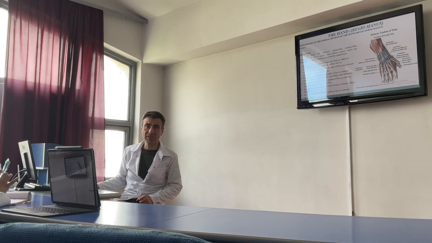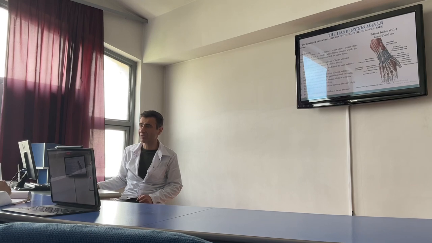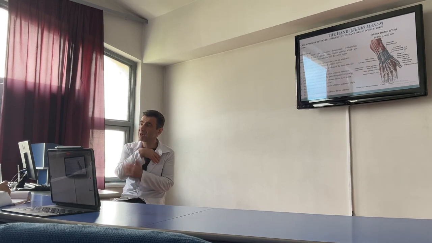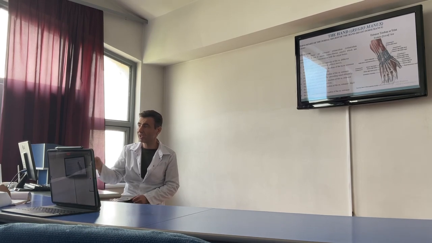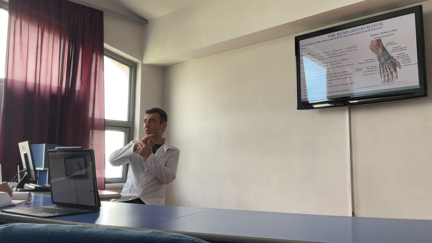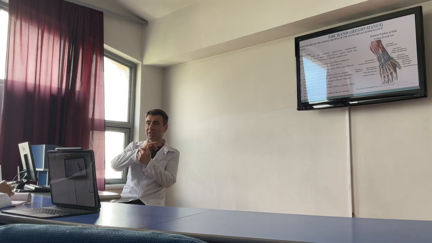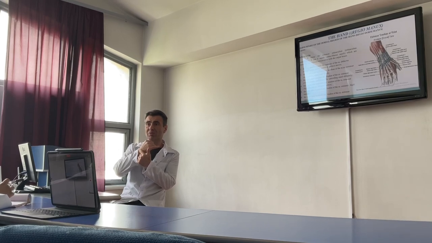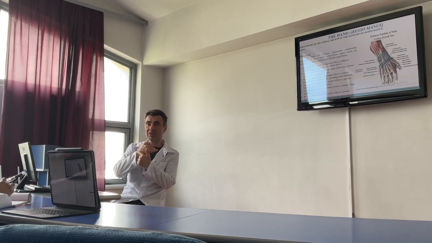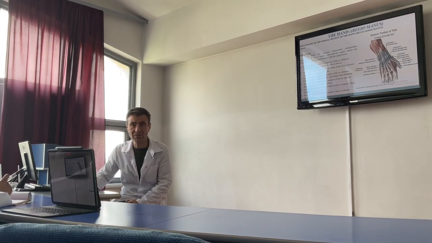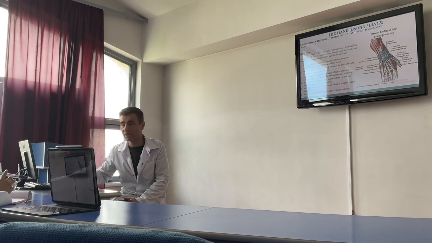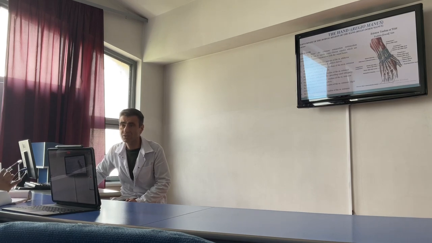So remember, please, inside of these six canals, we have the tendons of the muscles of the posterior forearm region. Again: abductor pollicis longus, extensor pollicis brevis, extensor carpi radialis longus and brevis, extensor pollicis longus, extensor digitorum, extensor digiti indicis in the fourth one, fifth one, extensor digiti minimi, and sixth one, extensor carpi ulnaris.